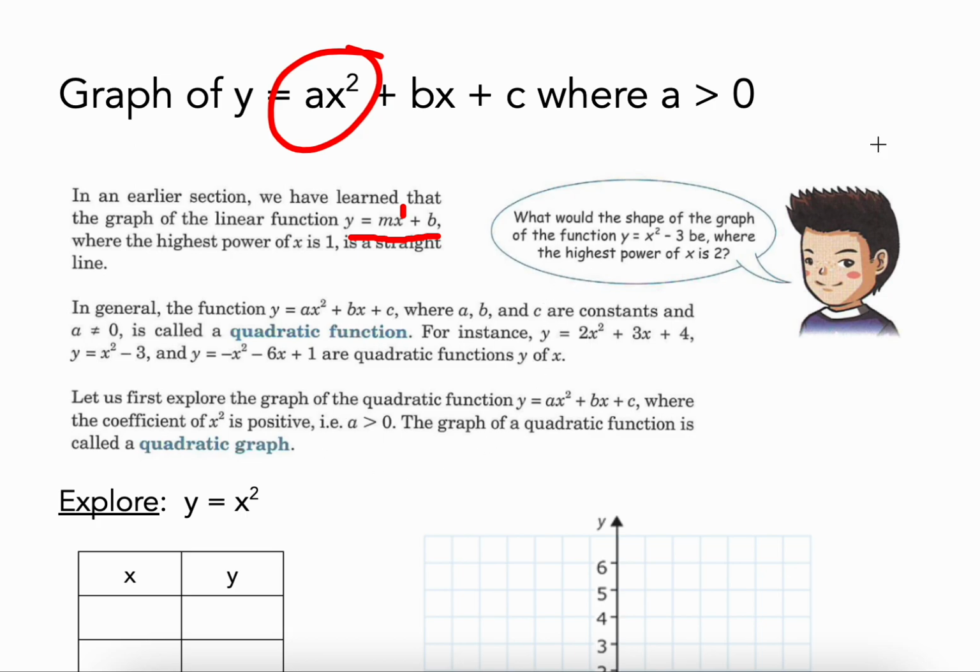Okay, so we are going to be exploring the graphs of quadratic functions. And remember, for today's lesson, only when the coefficient of x squared, that number being multiplied by x squared, is positive. So a is greater than 0. For negative values, we'll save it for a different lesson.